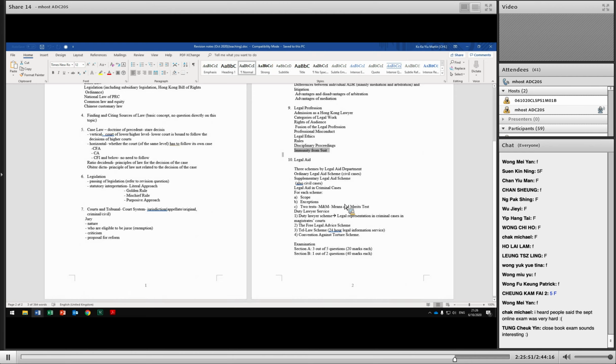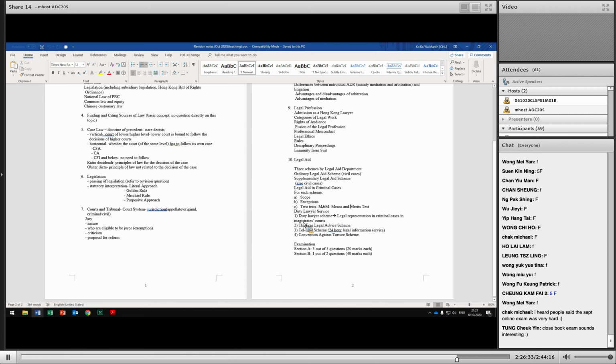For legal aid, we have three different legal aid schemes. Two of them are the ordinary legal aid scheme and the supplementary legal aid scheme. Both of them are for civil cases. Legal aid in criminal cases is for criminal cases. For each scheme, you have to know the scope, what they cover and what the exceptions are. For example, the ordinary legal aid scheme does not cover defamation cases, and does not cover Small Claims Tribunal or Labour Tribunal cases. These are the exceptions of this scheme. Also you have to know the two tests are the M&M, means and merit tests.